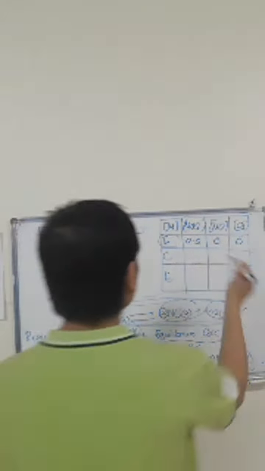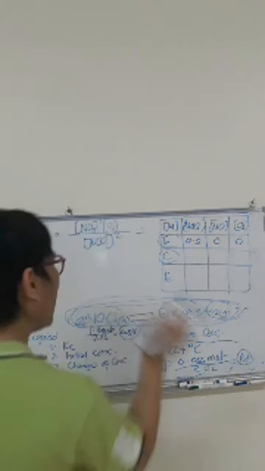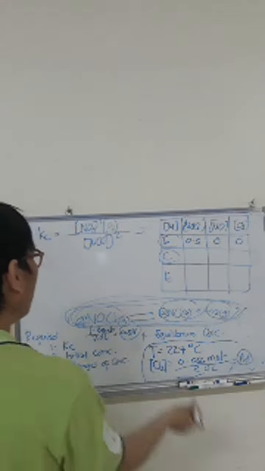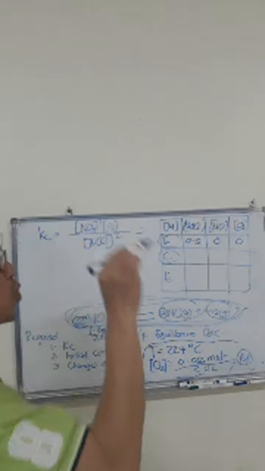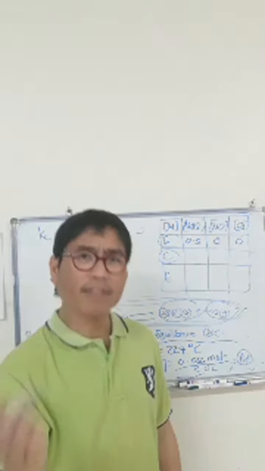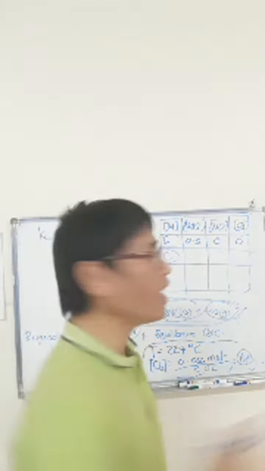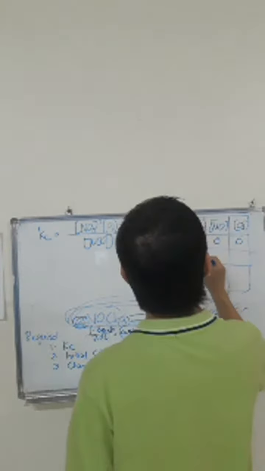Okay. Now we have the concentration. So we have x. I let x be the unknown concentration. So if we have 2 moles of NOCl, this will become 2 times x. Okay, so 2 times x.